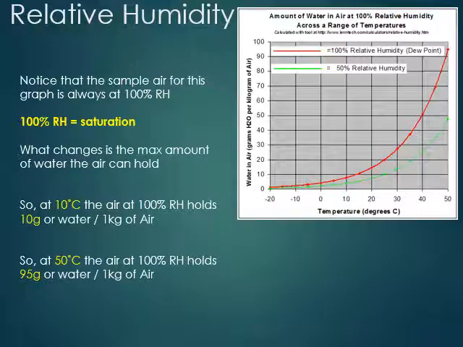All right, so we have 100% relative humidity in this graph. That's just a reminder, this line. And as you move up and down the temperature range, it changes how much moisture the air can hold, right? So at 10 degrees Celsius, it can hold 10 grams. And at 50 degrees Celsius, it can hold 95 grams of water. So it's a pretty huge difference in water content at different temperatures.